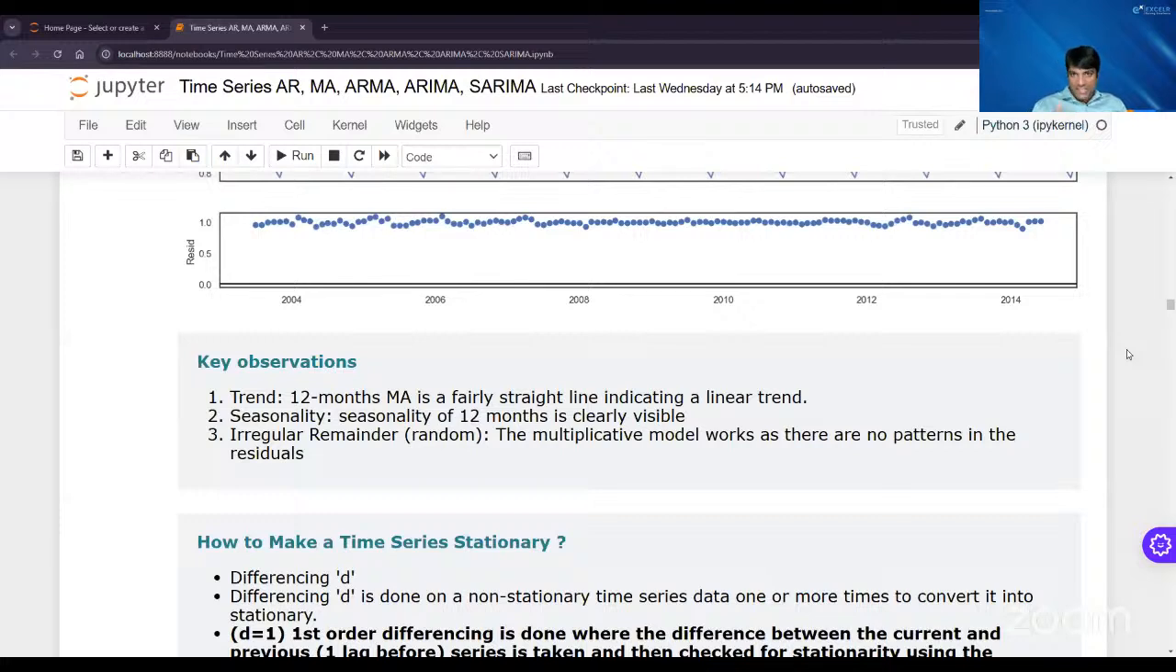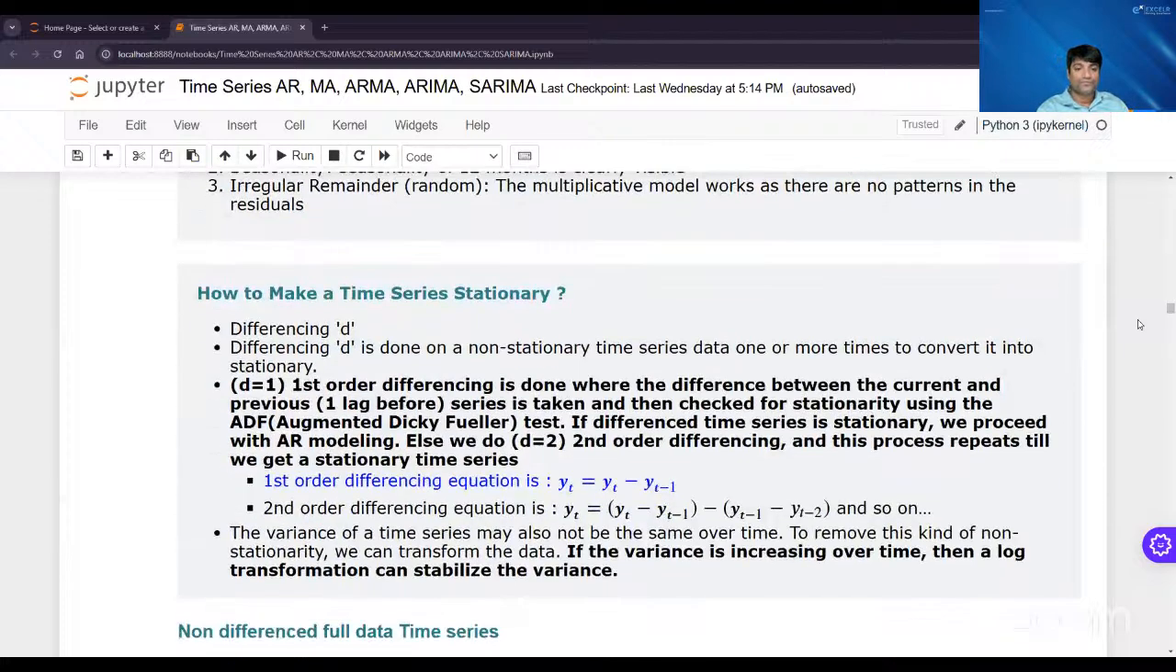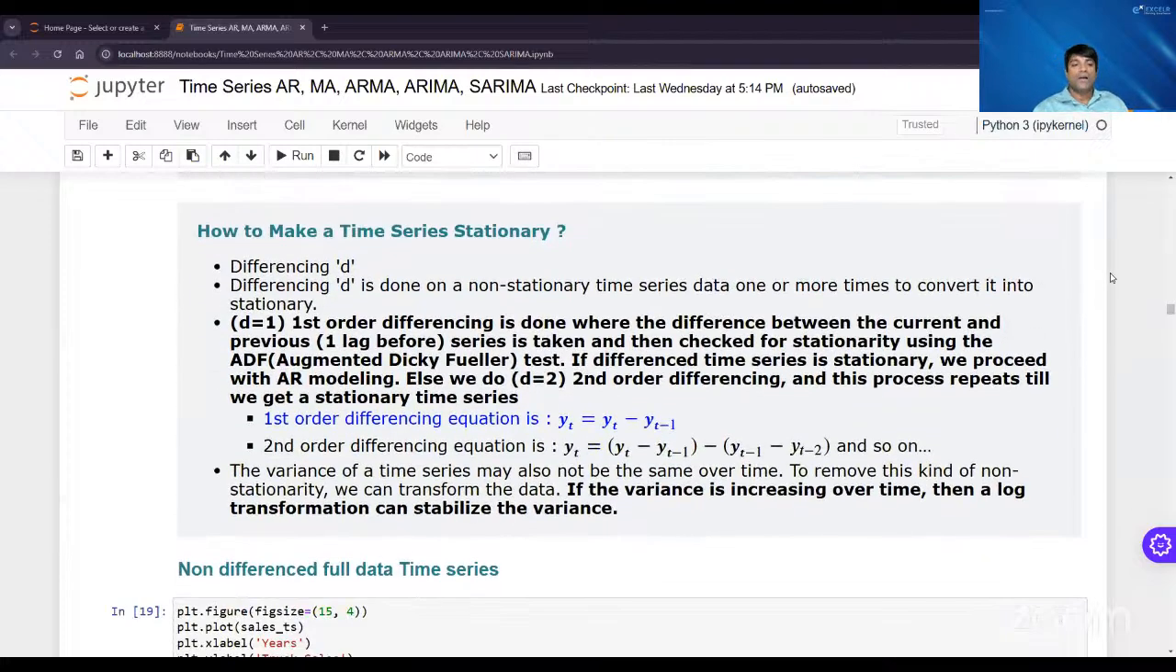If the data is stationary, definitely the trend and seasonality will not exist in the data set. So that is what the whole picture is. Now, coming to how to make the time series stationary, I already told you there is a concept called differencing. What exactly happens in differencing is that we are going to apply a lag.